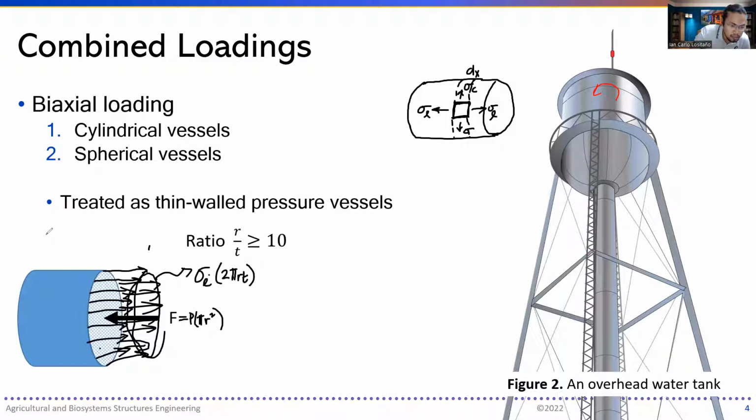All right, it's going to be 2 pi. Wait, sorry. Let me just check my solution. All right, so this is correct.